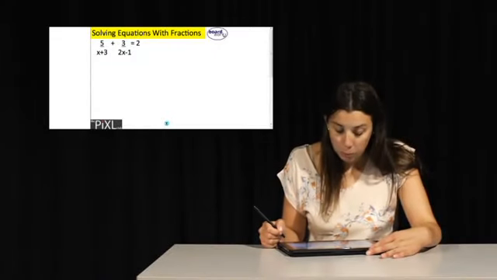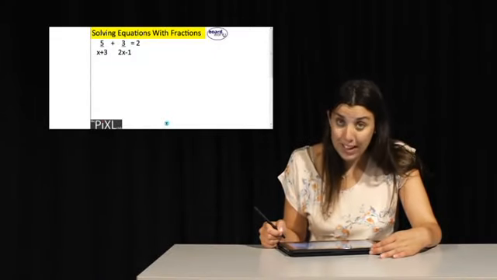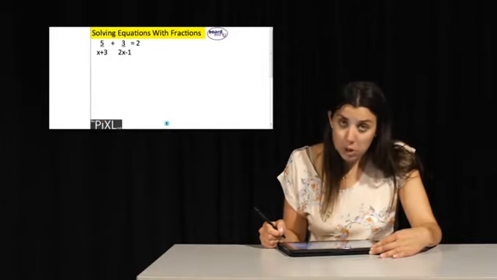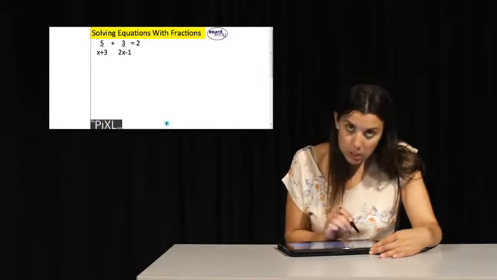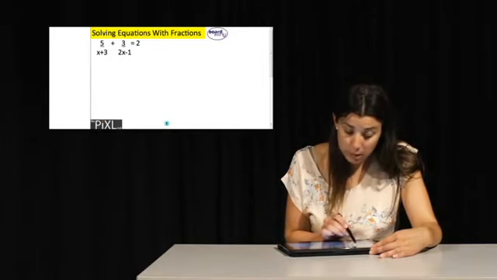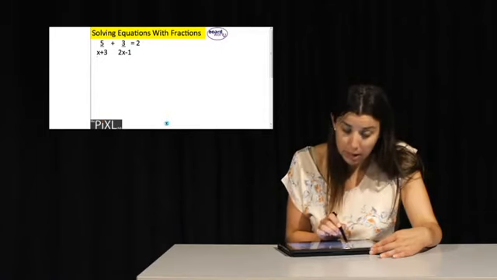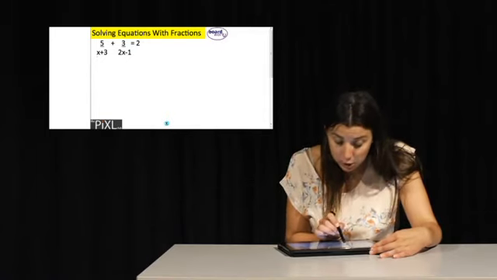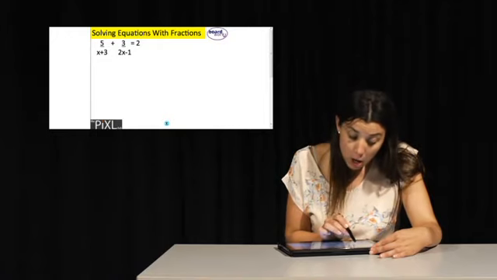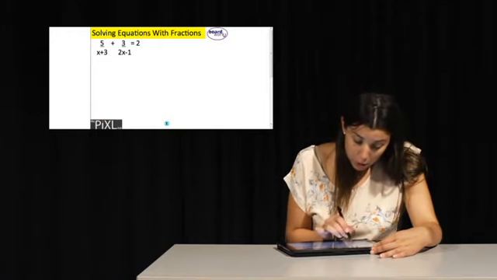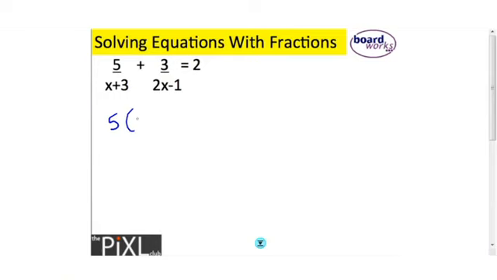So in this example, we're going to have to find a common denominator again so that we can add our two fractions. We're going to do this by multiplying, like we did in the other examples, the denominator of the first fraction, x plus 3, by our second fraction, and the denominator of the second fraction multiplied by our first fraction. So if we multiply through our first fraction, we're going to have 5 multiplied by 2x, subtract 1, add 3 multiplied by the numerator of the first fraction, x plus 3.